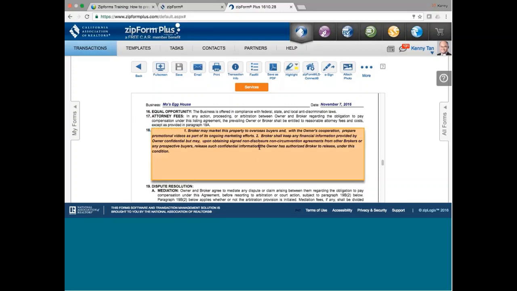Let me go ahead and correct that. Oh, no, not to the owner. Such confidential information the owner has authorized the broker to release, so the grammar is correct.